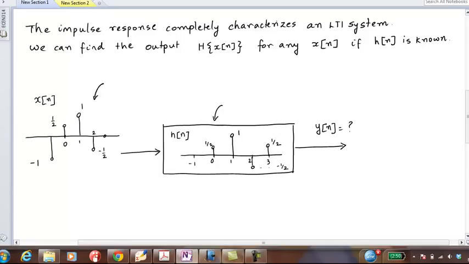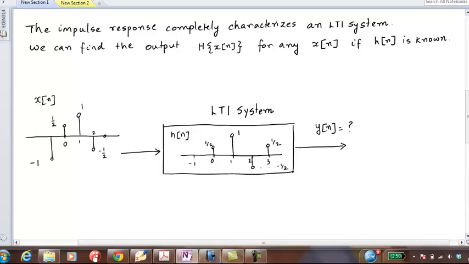Now what we're really going to do is to take advantage of the fact that the system is a linear time invariant system. In fact, I need to tell you that the system is a linear time invariant system, otherwise what I'm going to say now is not going to make sense. So we know that the system is linear time invariant, and we know that the impulse response is given in the figure here.